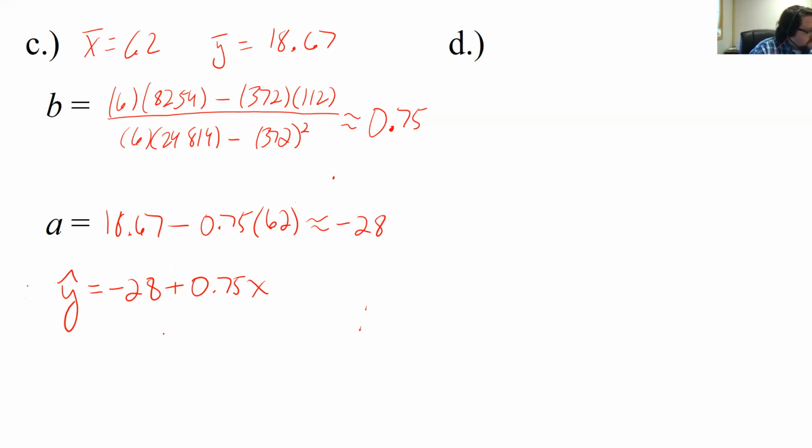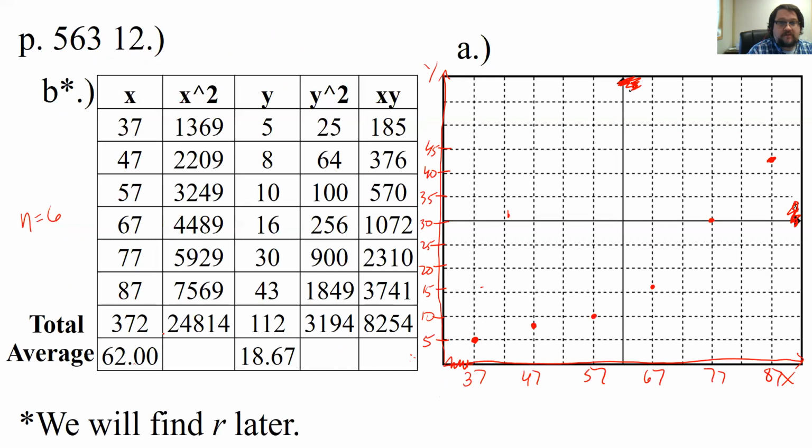For D, graph your least squares line on your scatter diagram, and be sure to use the point average x, average y as one of the points on this line. So I'm going to go back to this picture. It says use this point, average x, average y on there. So I'm going to make sure that I put that on there first. So 62, I think that's right where the axis used to be, right in the middle here. And then 18 point, it's about 19.